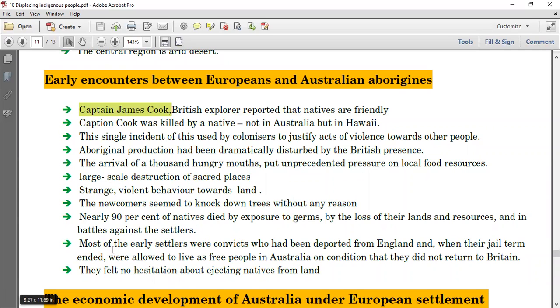Captain James Cook, who was a British explorer, reported that the natives are friendly. Let's look at the encounters between Europeans and Australian Aborigines. Captain Cook was later killed by a native, but not in Australia; he was killed in Hawaii. This single act was later used by the colonies to justify other acts of violence towards other people.